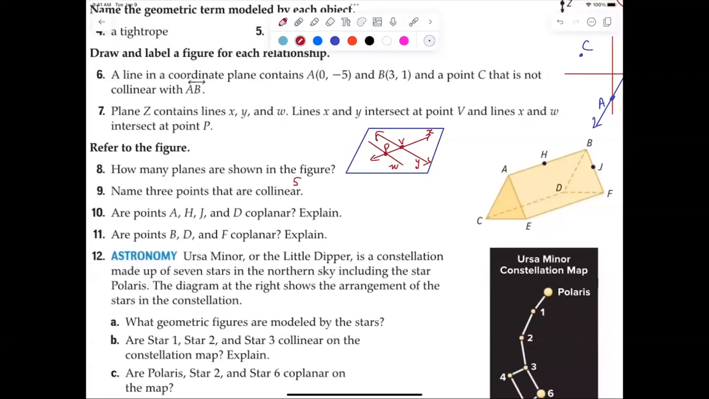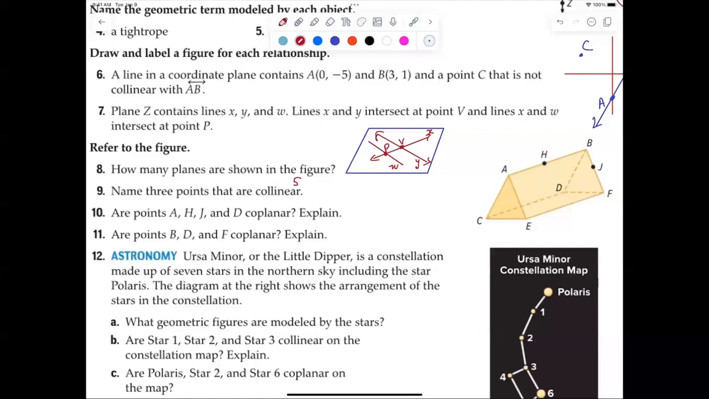Name 3 points that are collinear. H, J, no, A. Say it. There's only 2 points. I need 3 points that are collinear. Go. A, H, and B. A, H, and B is an answer. There's another 3 points: B, J, and F. Yeah, B, J, and F. Right.